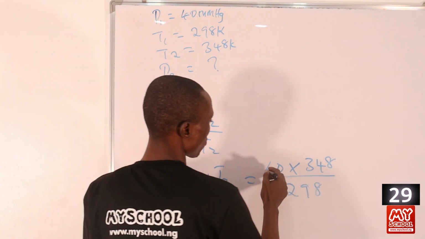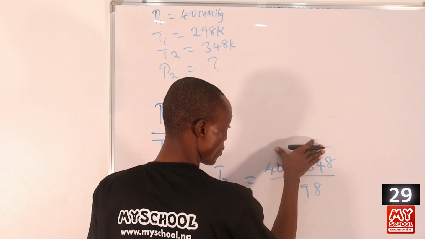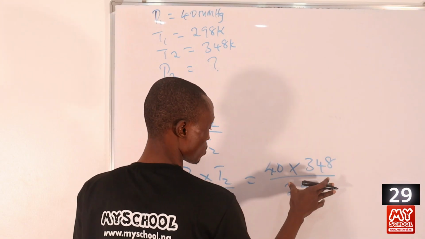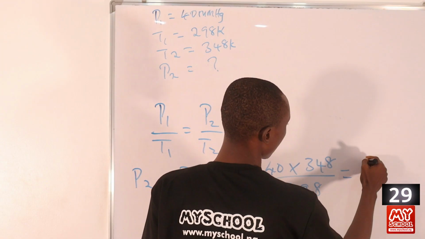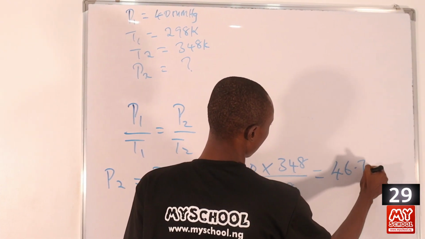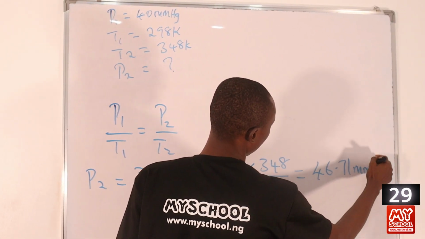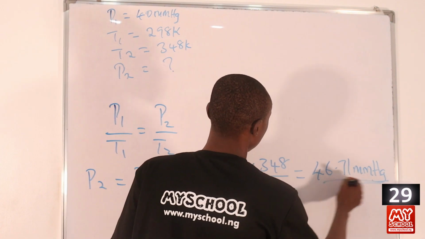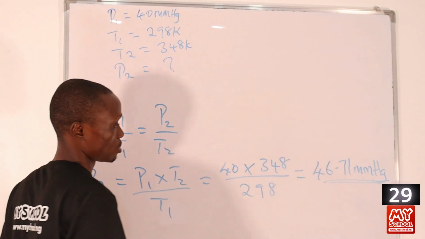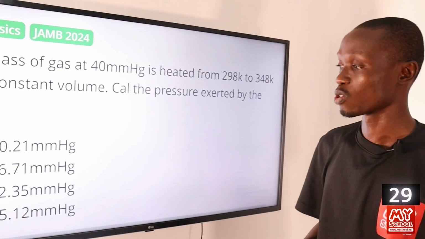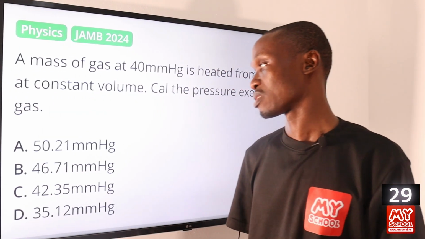So if we multiply the numerator of this fraction and divide the result by the denominator, we are going to be having 46.71 millimeter of mercury. So let's return back to the screen to pick the correct answer to this question. And that is option B, 46.71 millimeter of mercury.